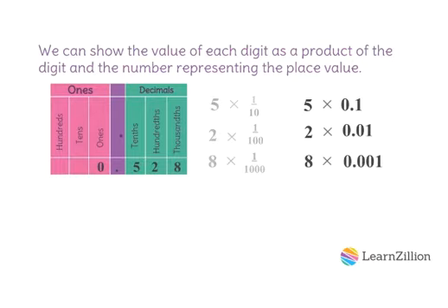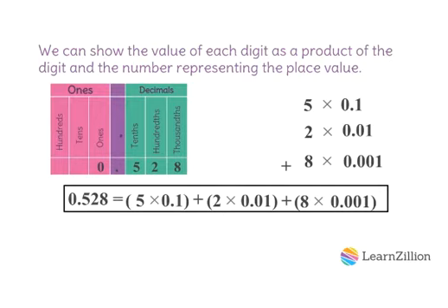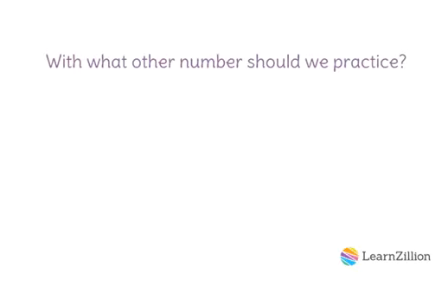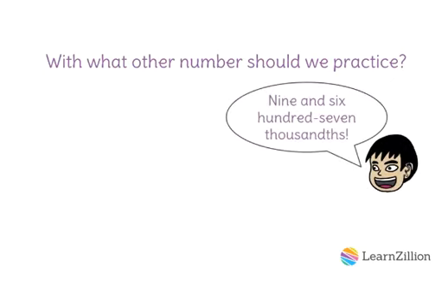When we add all of the products, the sum is 528 thousandths. It helps to use the parentheses in this equation because we can show each piece as we're adding it. With what other number should we practice? 9 and 607 thousandths.